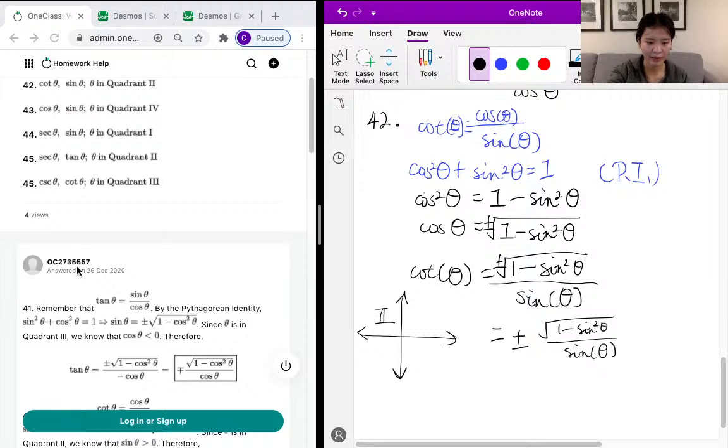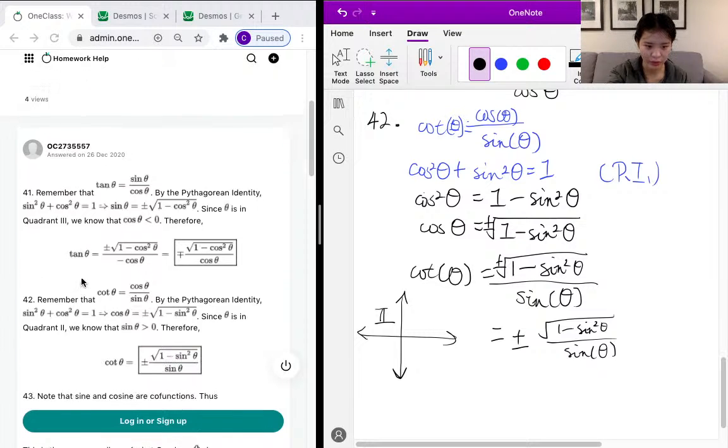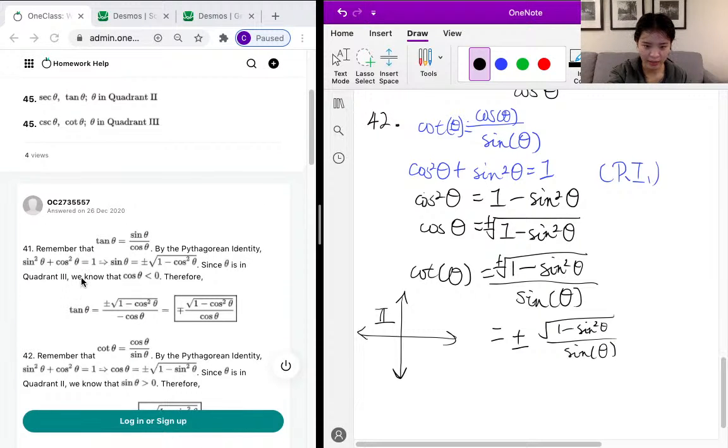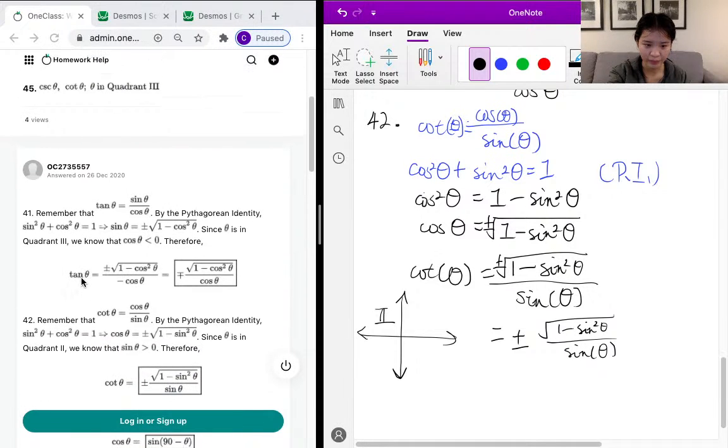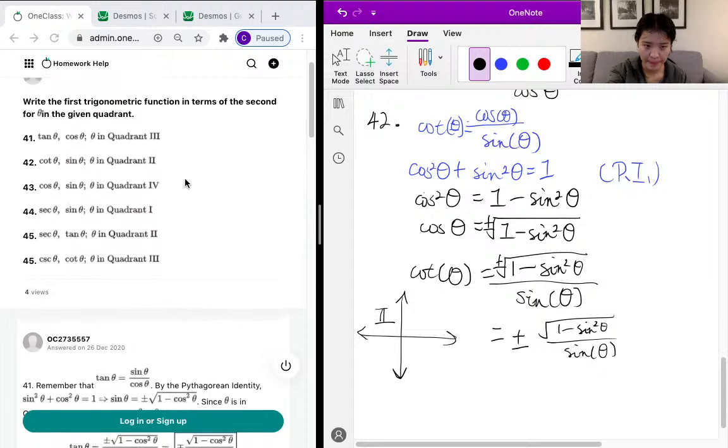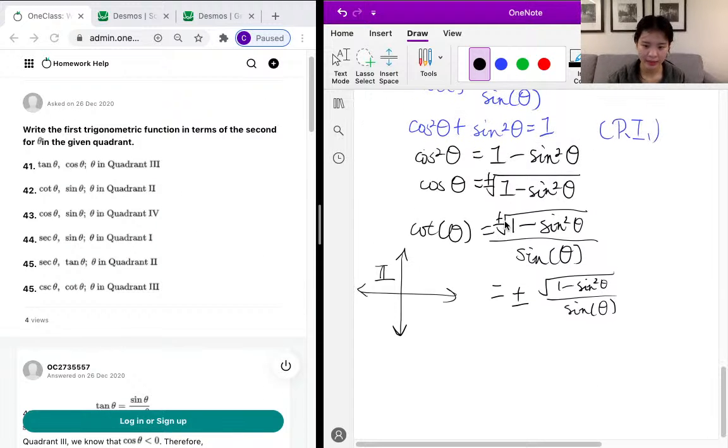Now let's look at our sample solution for problem number 2. It is correct. Let me double check. Yes, they did it the same as us, which is correct. Nice. Now let's look at our problem number 3, which has question number 43.